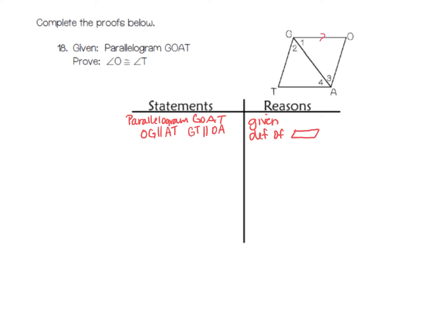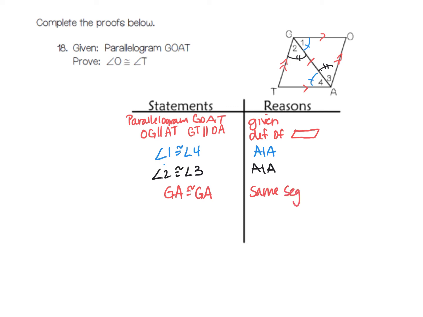Okay, so now that we have parallel lines, now we can use our alternate interior angles. So we know that 1 and 4 have to be congruent. So angle 1 is congruent to angle 4 because of alternate interior angles. We also know the same thing about 2 and 3. So angle 2 is congruent to angle 3 by alternate interior angles. Then they share GA. So we know that GA has to be congruent to GA because of same segment.